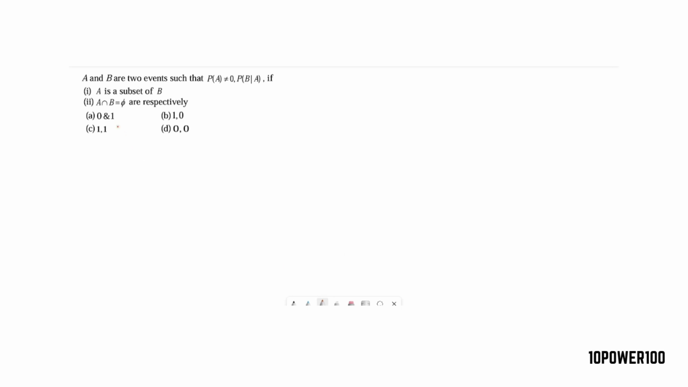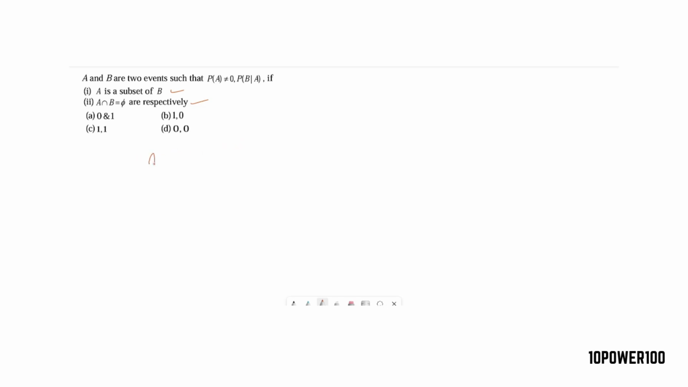Next one is, if A and B are two events such that P of A is not equal to 0, find P of B given that A, if the first condition is A is a subset of B, and the second one is A intersection B is the null set, respectively. So let us see the first one. Before that, I'll tell you what a subset is. A is a subset of B.